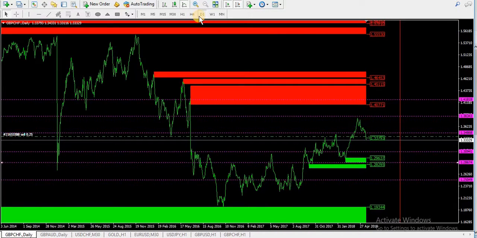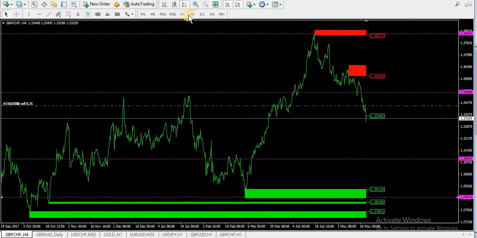That is why I put them. And then after that, I like to go to the 4-hour chart. This is where I pick zones of where I didn't put other support and resistance lines.